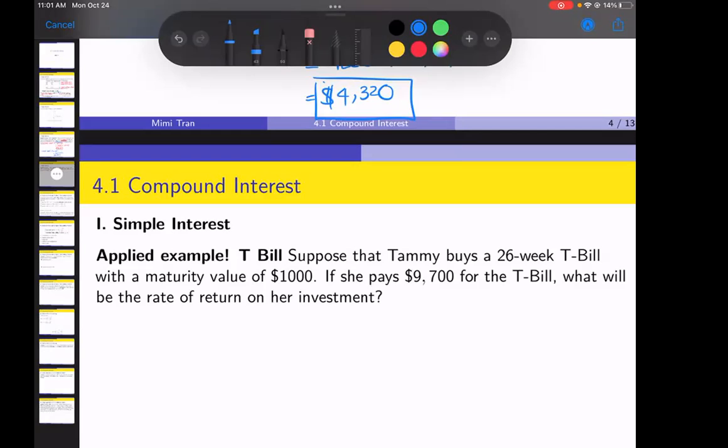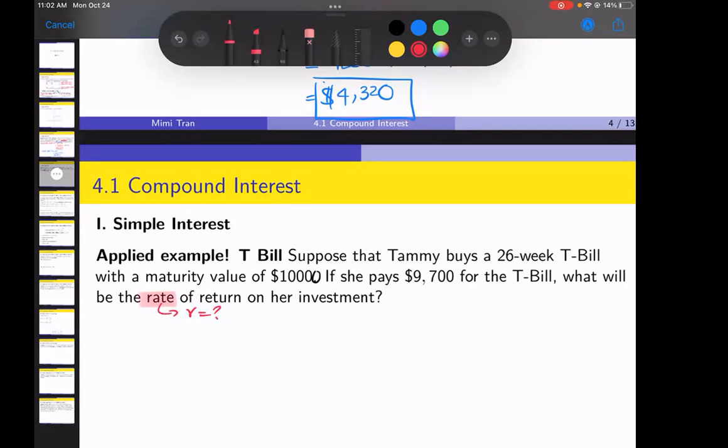Anyway, this problem. Suppose Tammy buys a 26-week T-bill with maturity value of 10,000. She paid 9,700. Sorry, it should be 10,000. The denomination is 5,000, 10,000. If she paid 9,700 for the T-bill, what will be the rate of return? So they're asking for what letter here? R. So they want R.